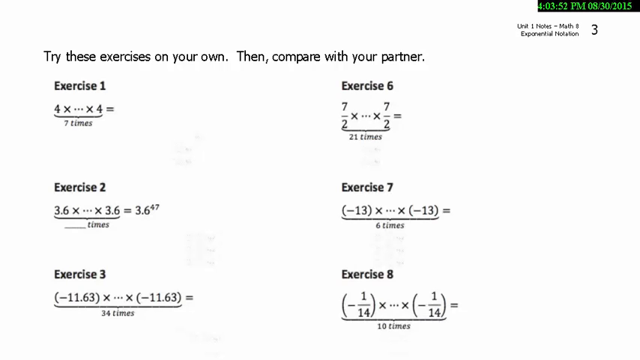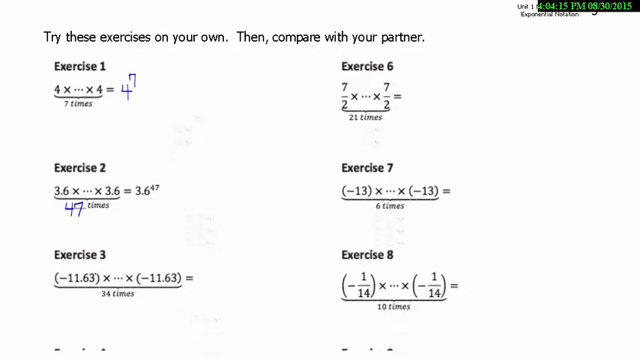Okay, welcome back. For number 1, I have 4 to the 7th power. With or without parentheses is fine. For number 2, 3.6 raised to the 47th power means that 3.6 is multiplied by itself 47 times.